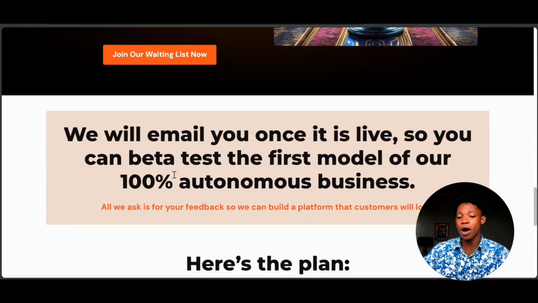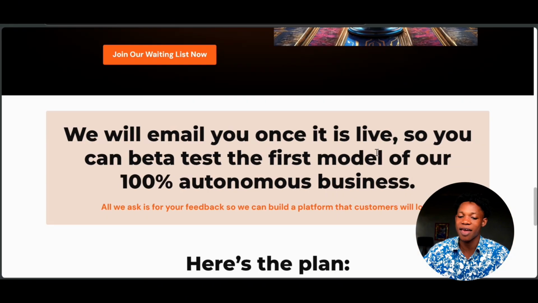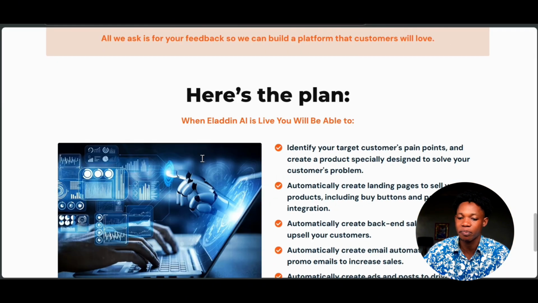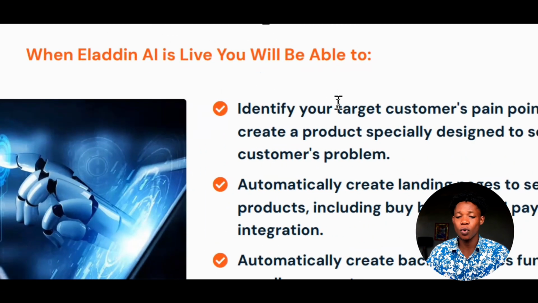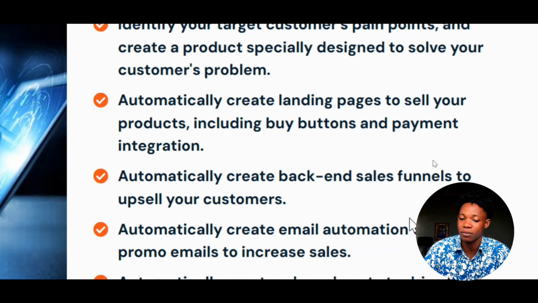The tool is currently not out, so you can join a waiting list and they will email you once it is live, so you can beta test the first model of the 100% automatic or autonomous business. So here's the plan. When Eladdin AI is live, you'll be able to identify your target customers' pain points and create a product specifically designed to solve your customer's problem.